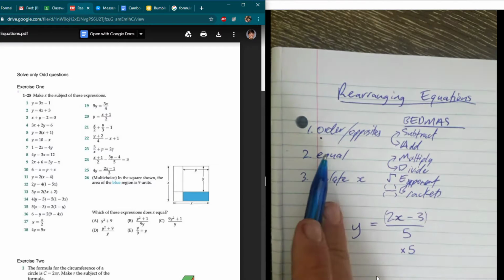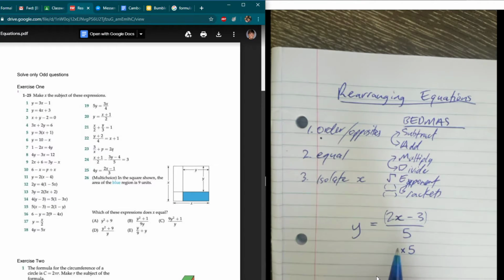So we need to make sure it's equal. We've timesed by 5 on the right hand side, so we need to do the same on the left hand side so that it stays equal. So let's do that. 5 times y is 5y. Dividing by 5 and timesing by 5 are opposites, so they just cancel out. So we're left with 2x minus 3, and then that bracket's done with now.